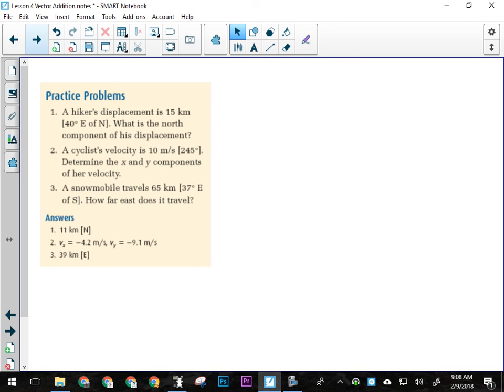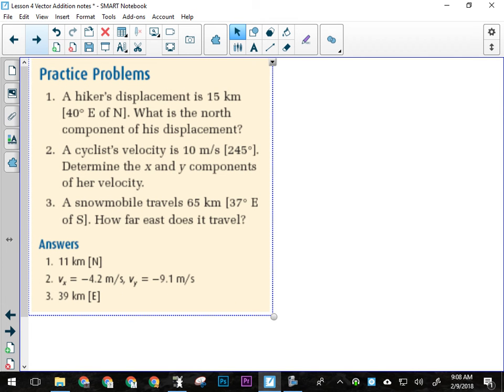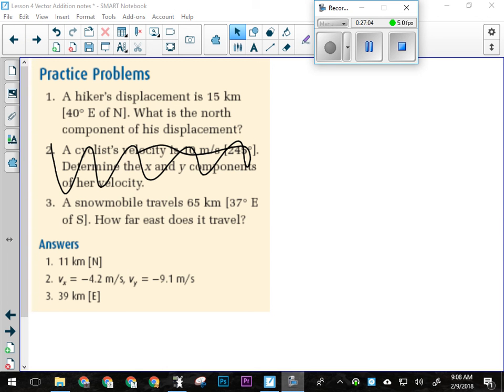These ones are fairly easy. I would like you to do 1 and 3, because number 2 uses the rectangular coordinate system, which we don't use, so we're not going to do that one. So try 1 and 3. They're just about finding the components, so finding x or y or both for a single vector, not adding two vectors together yet.